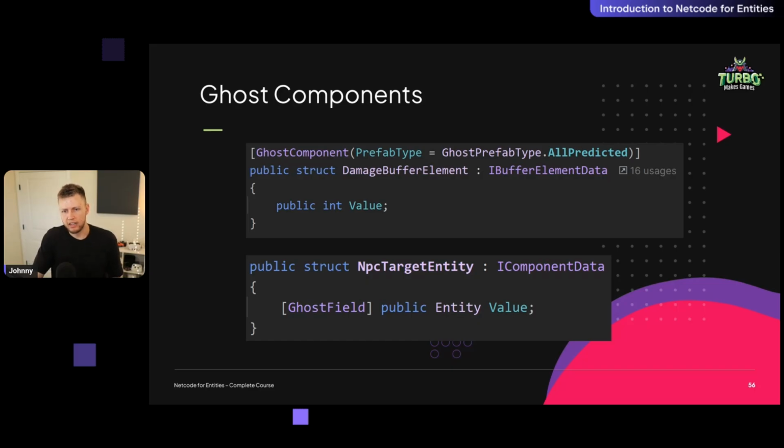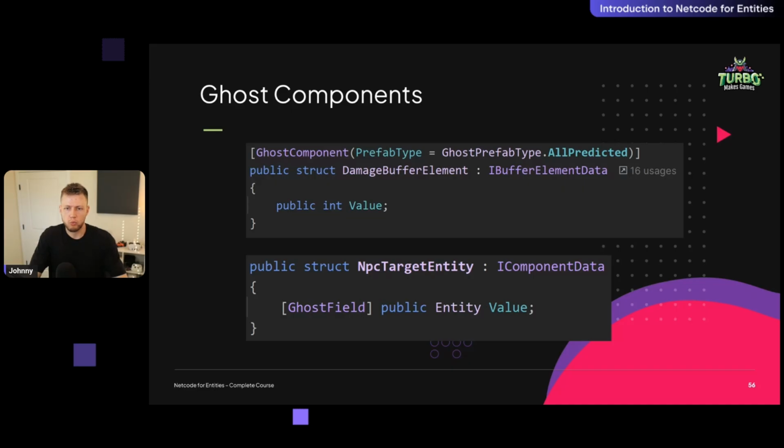This is something that we really only care about predicted entities for, because if we're predicting an entity, we want its damage to be updated immediately on the client side. Whereas if we're interpolating something, then all we really care about is updates to the current health that we're receiving from the server. So we don't necessarily need to worry about predicting its health in the same exact way.